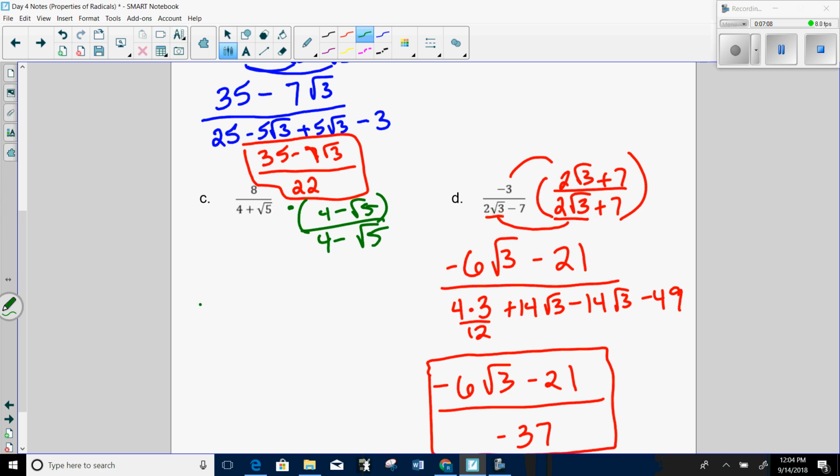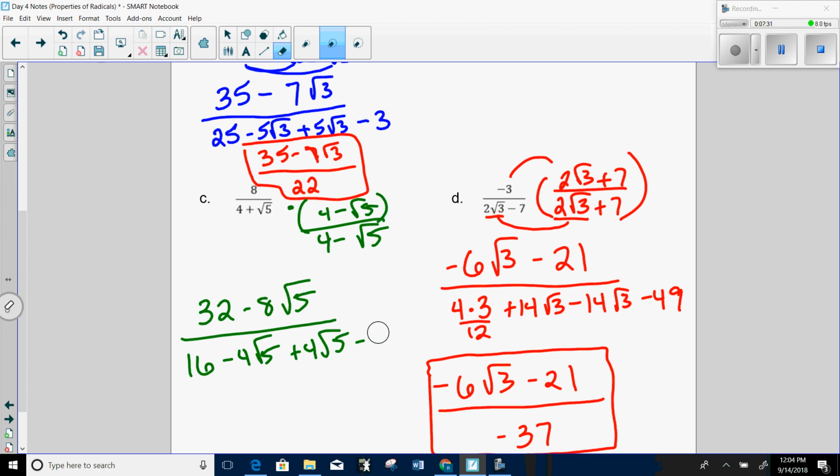8 times 4 is 32. 8 times the negative square root of 5 is negative 8 square root of 5. Over 4 times 4 is 16. 4 times negative square root of 5 is negative 4 square root of 5. Square root of 5 times 4 is a positive 4 square root of 5. And then square root of 5 times the negative square root of 5 is a negative, not 25, it's a negative 5.